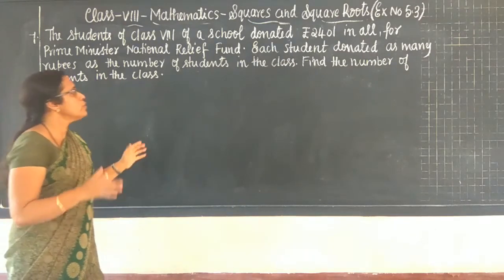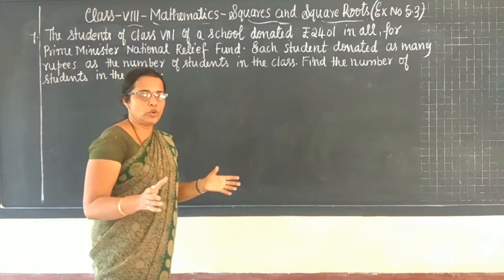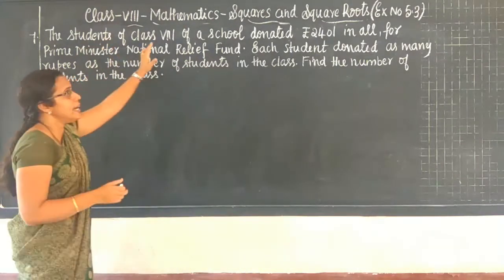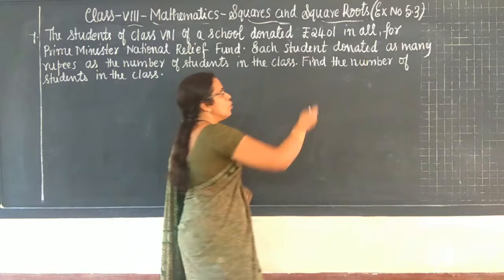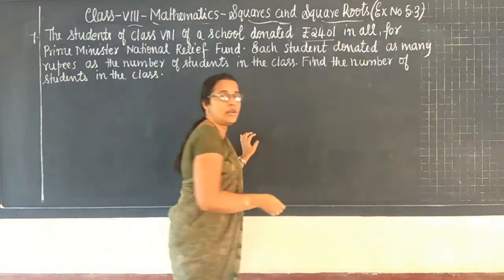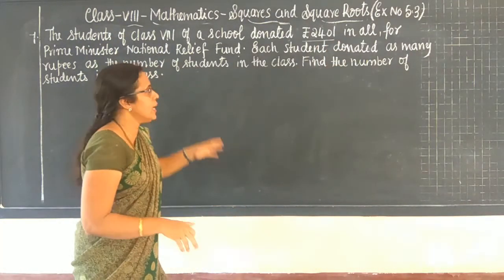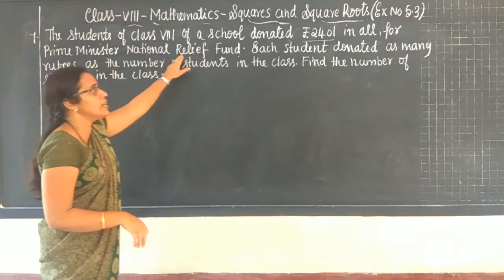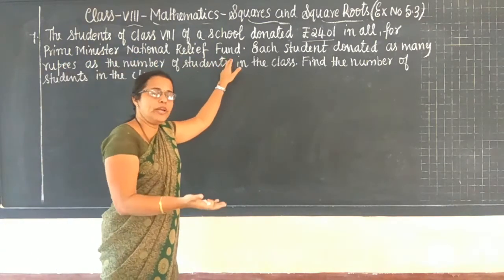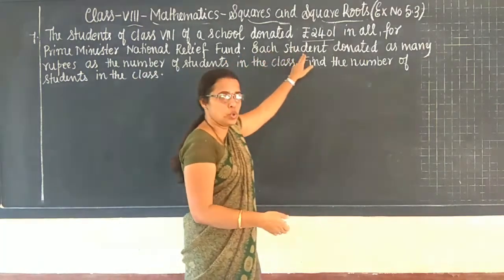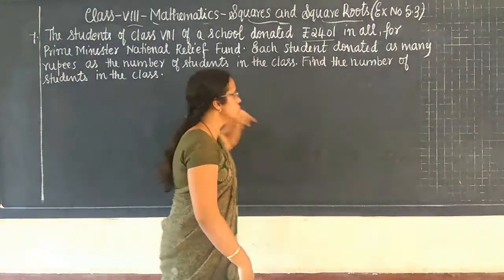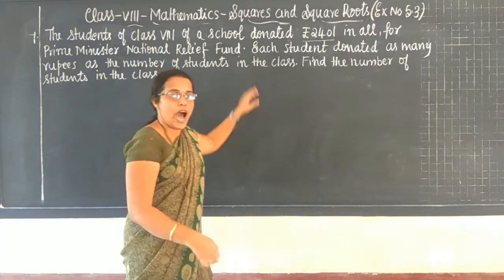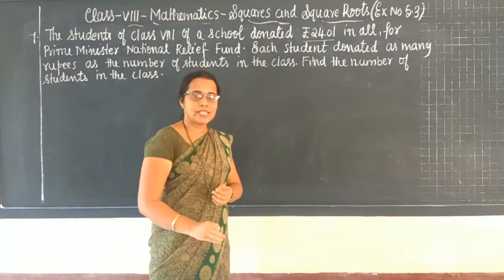Means the number of students in the class, that I don't know. The some number of students in the class donated how much rupees, that I know. 2,401 rupees they donated. Okay. So for what sake? For Prime Minister National Relief Fund. How did they donate the rupees? Each student donated as many rupees as the number of students in the class. How many students are there in the class?